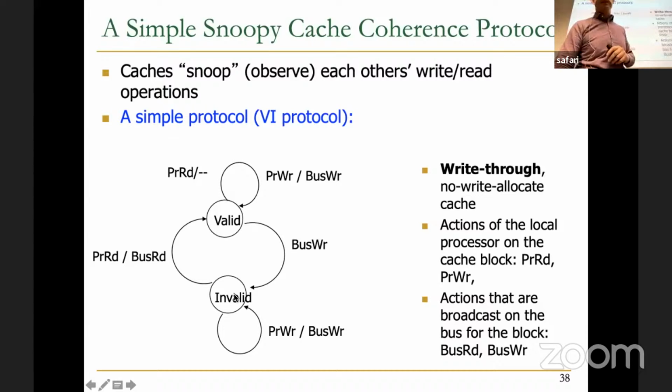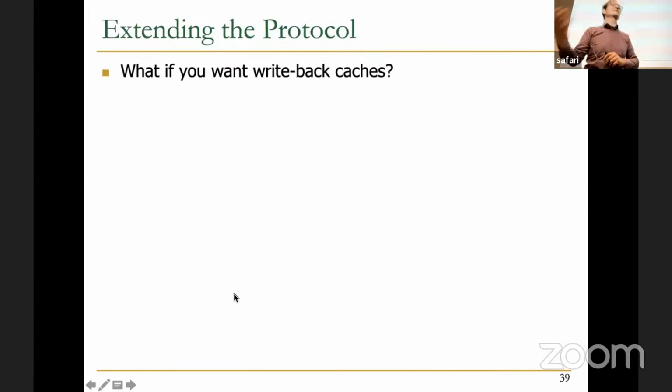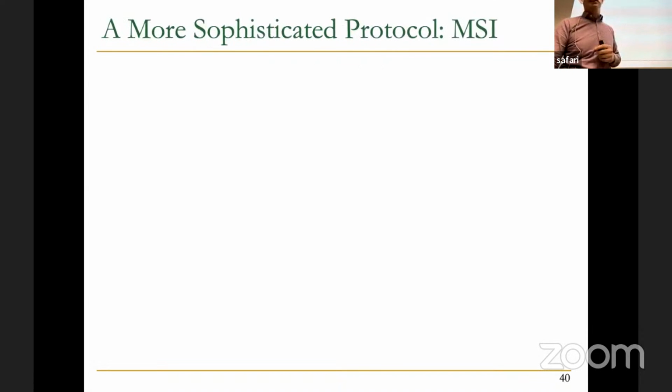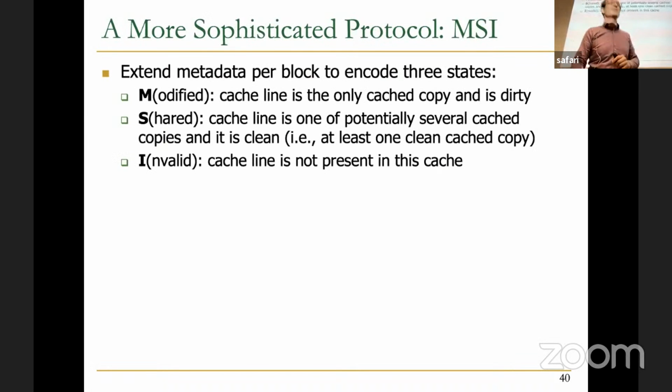This was valid-invalid. And what if you want write-back caches? It becomes a quick question, right? We assumed write-through over there, but we know that write-through is not that great because it has a lot of overhead in terms of bandwidth. I want write-back caches. Now you want a modified state or dirty state, essentially. Now you need to extend the protocol. So how do you extend the protocol? So now you have 3 states. You have metadata to encode these states per each block that you house in the cache.